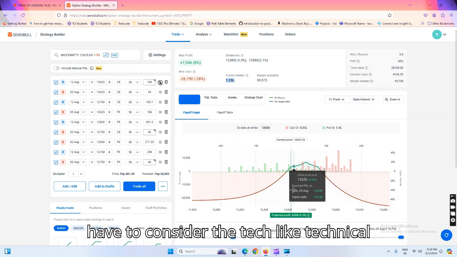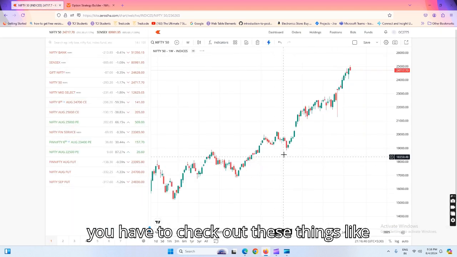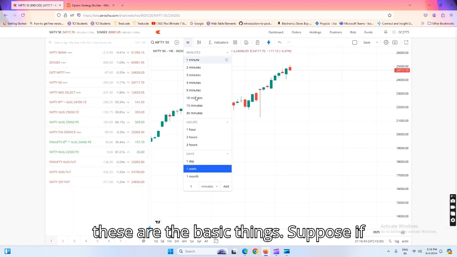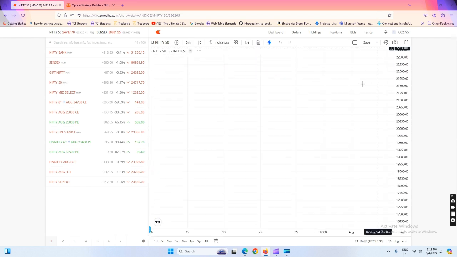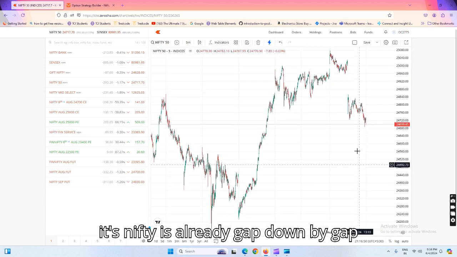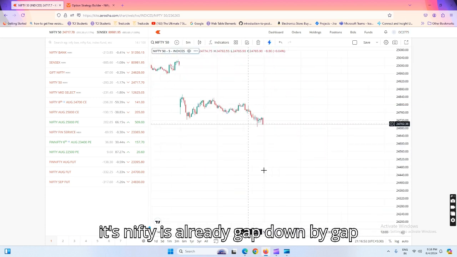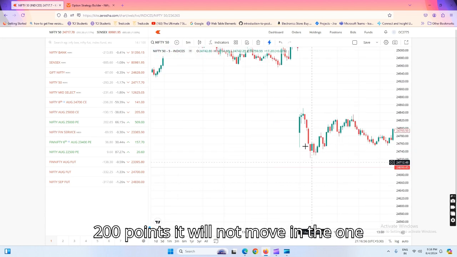And also you have to consider technical analysis. Suppose I go to your Nifty, you have to check these things, these are the basic things. Suppose Nifty is crossing, if you can see here, based on this, Nifty has already gapped down by 200 points.